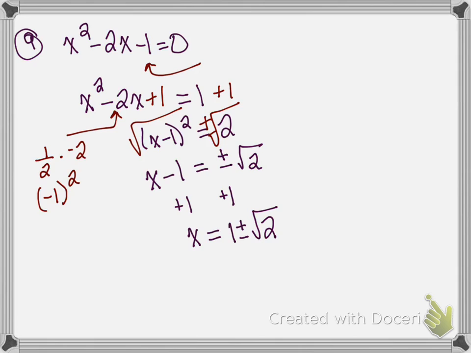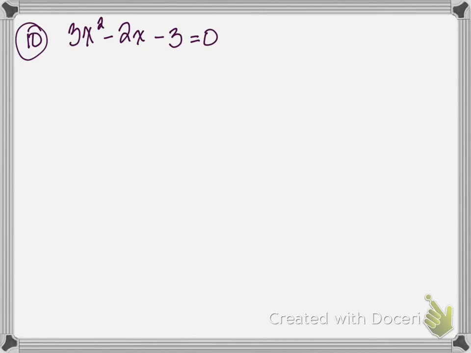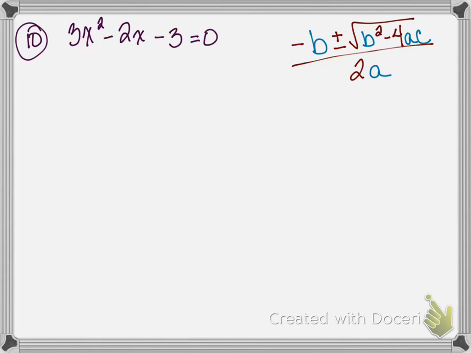Negative b plus or minus square root of b squared. Okay. Can I go to the next screen? Good. Okay. So it's negative b plus or minus the square root of b squared minus 4ac, divided by 2a.